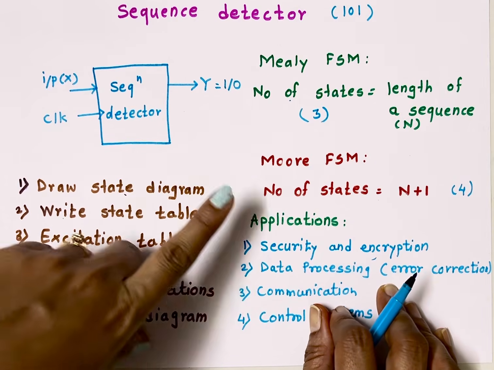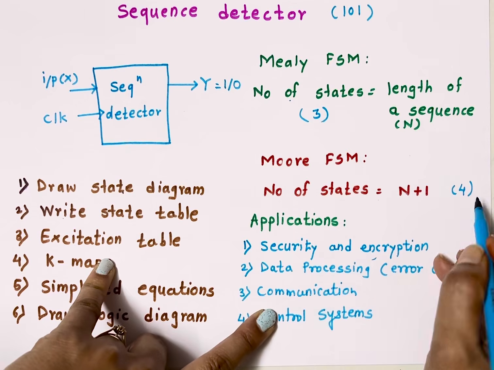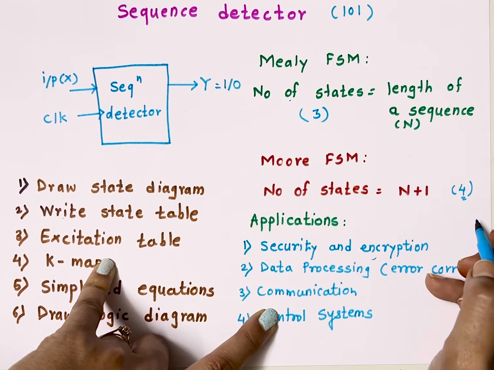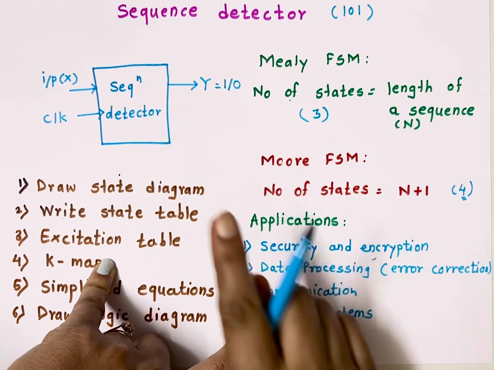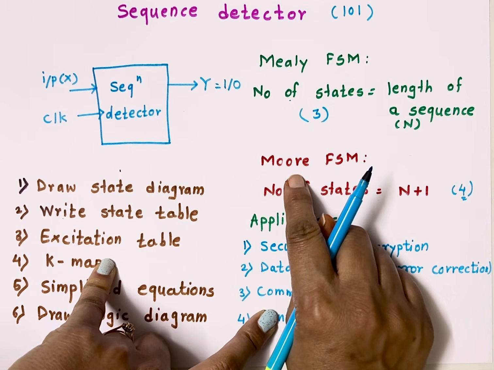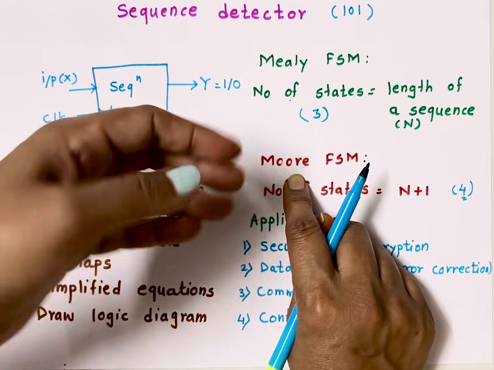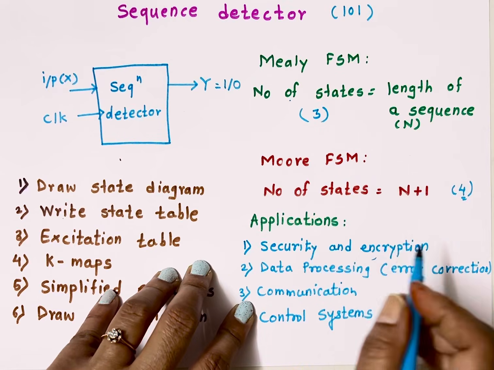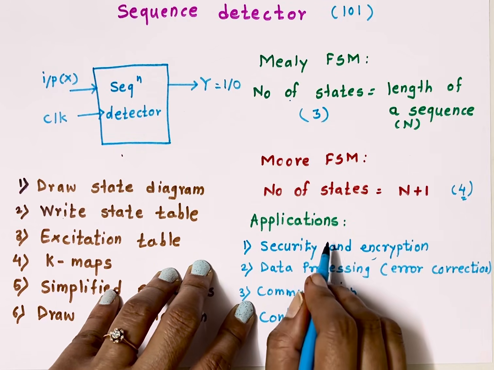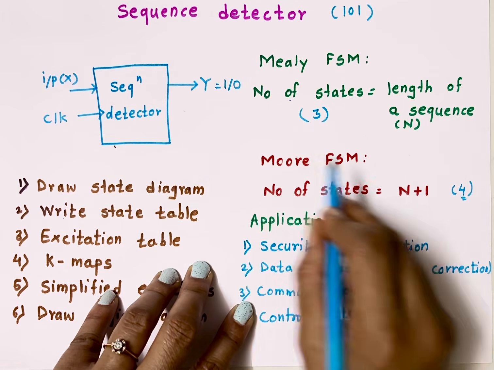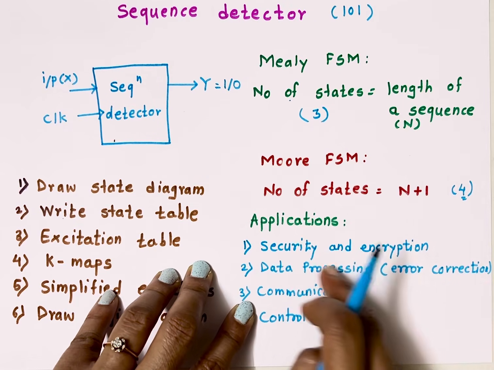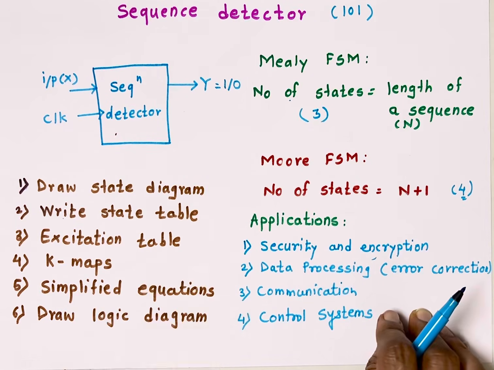In the case of Moore FSM, we need more states, so we need more flip-flops to implement the same circuit. When we need more flip-flops, we need to connect external power to each and every flip-flop, so power consumption will increase. Also, when the number of flip-flops increases, they occupy more space on the chip.